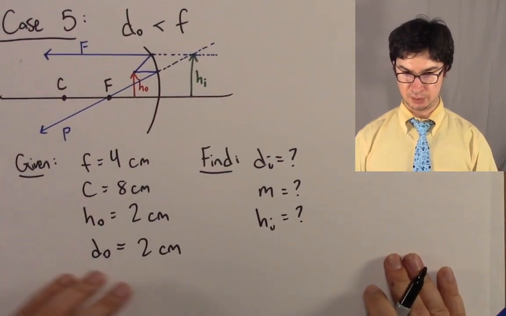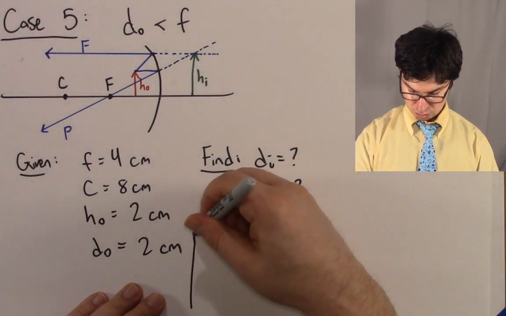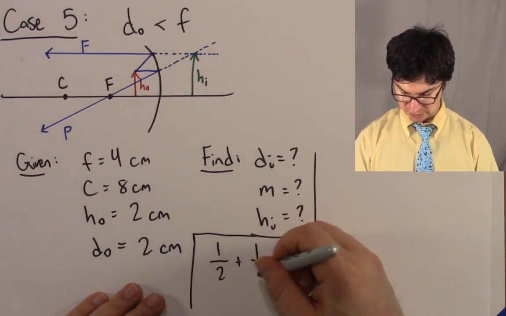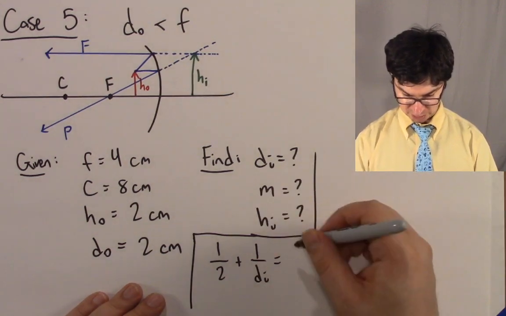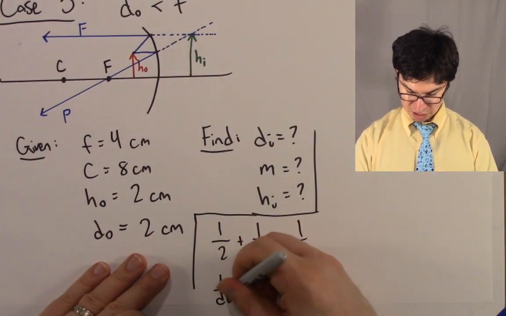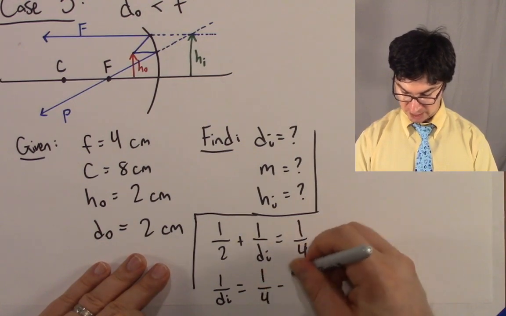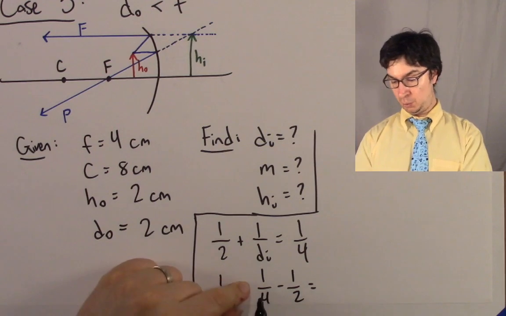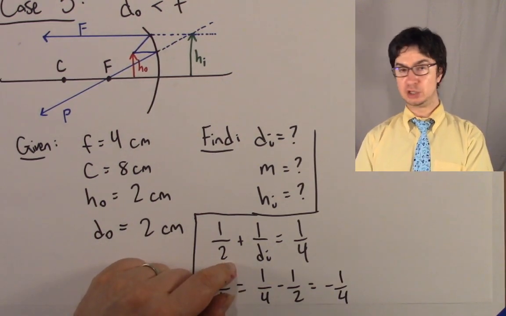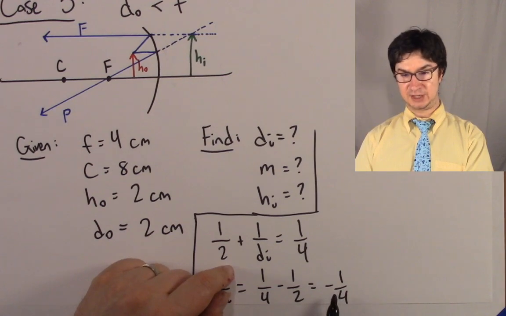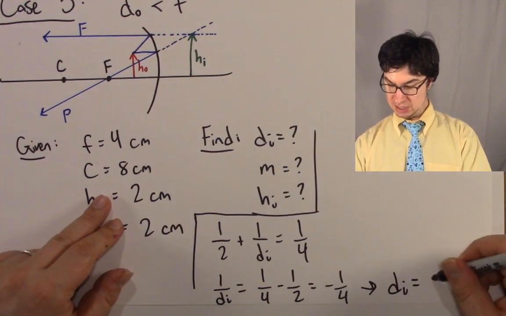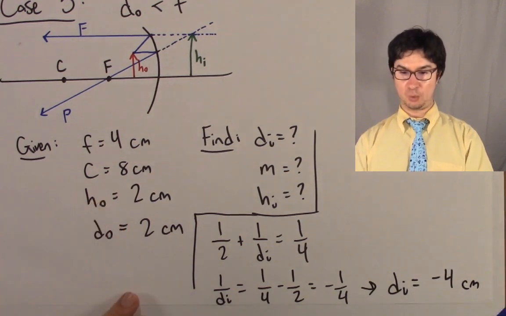So, using the mirror equation, we can write 1 over the object distance of 2 plus 1 over the image distance is equal to 1 over the focal length of 4. And if we solve this for di, we get 1 over di equals 1/4 minus 1/2. You can already see that 1/4 minus 1/2 is going to be a negative number. In fact, it's negative 1/4. Again, if the numbers are more messy, use your calculator. But 1/4 minus 1/2 is very easily negative 1/4. And that means we can predict the image distance is going to be negative 4 centimeters.